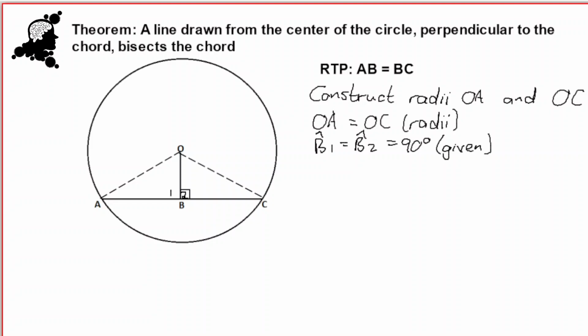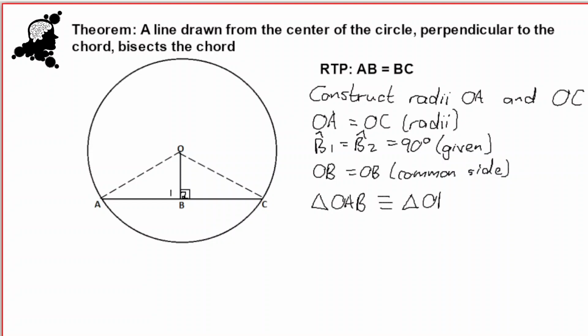Lastly, what we can see here is we've got two triangles. The triangles we have are triangle OAB and triangle OBC. In these two triangles, I've got a common line OB. So OB is equal to OB. Your reason would be this is your common line, or you could say common side. If you can remember from grade 10, we've got three reasons here. If we've got three reasons, we can prove congruency. So I can say here, triangle OAB is congruent to triangle OBC.